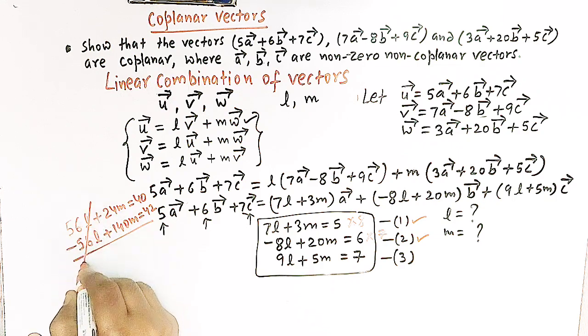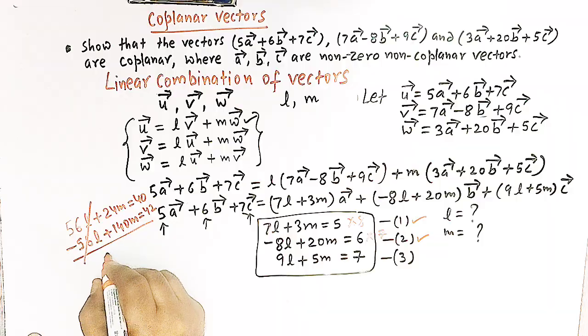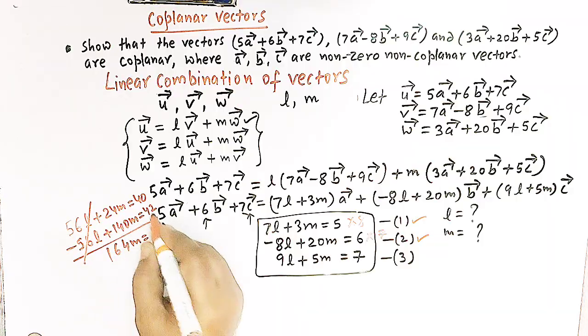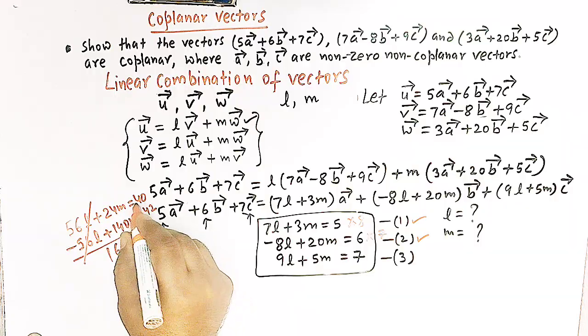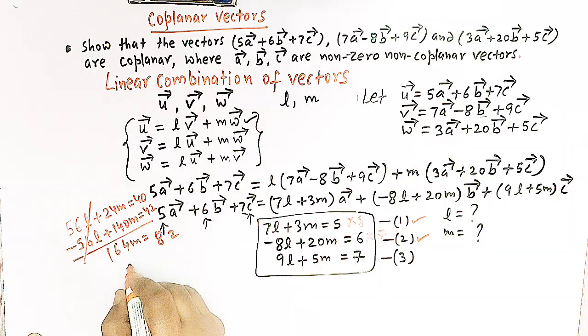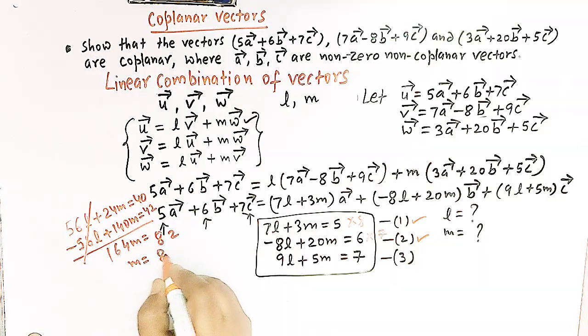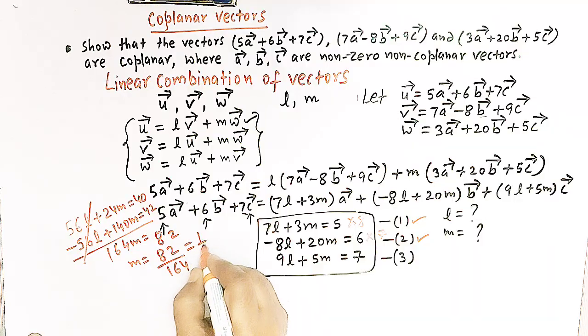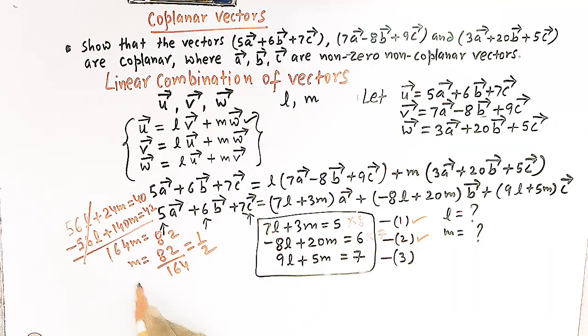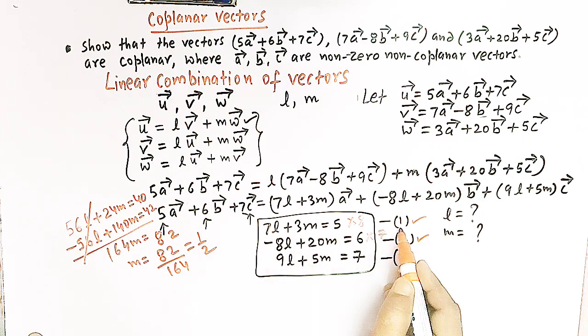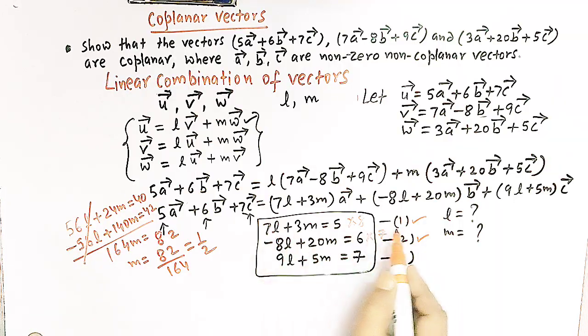So these two terms get cancelled. Here we have 4, this is 6, this is 1, and here we have 2, and here 4 plus 4 is 8, right? So the value of M is 82 divided by 164, that is equal to half, right? So now the value of M is half, and the value of L can be obtained by substituting M equal to half in either equation 1 or equation 2. So here we'll substitute M equal to half in equation 1.